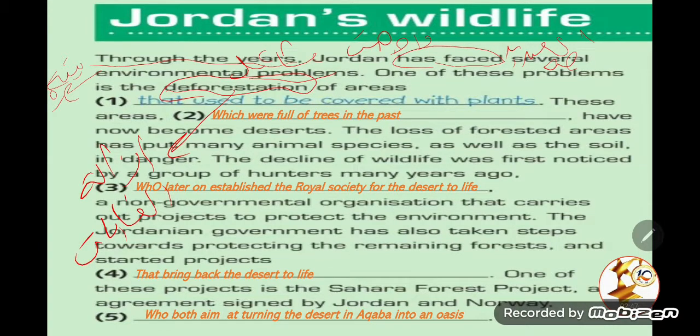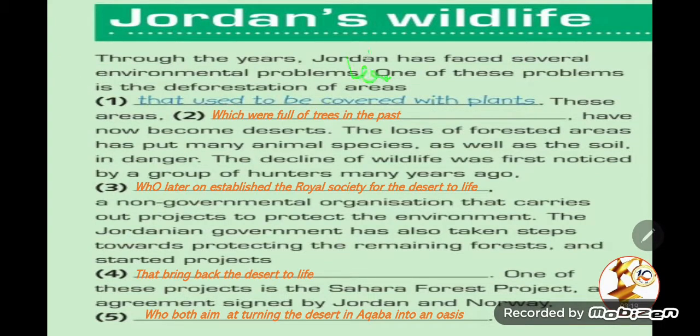تمام. So إذا one of these problems يعني واحدة من المشاكل الكبيرة اللي بتواجه الأردن اللي هي deforestation of areas، إزالة الغابات من المناطق الموجودة في الأردن that used to be covered with plants، اللي هي هاي المناطق اللي كانت معتادة إنها تكون مغطاة بالنباتات. covered يعني مغطاة أوكي أو مليئة بالنباتات. إذن covered with plants شايفين covered معناها مغطاة with plants النباتات. these areas تمام يعني هاي المناطق which were full of trees in the past اللي already كانت مليانة بالأشجار.